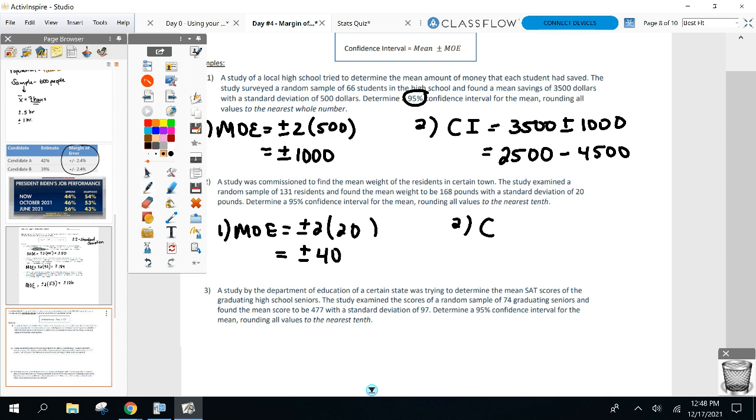So now my confidence interval. My mean, which was 168, plus or minus 40. So we're going to be 95% confident that a person in this town weighs between 128 to 208. Could somebody fall outside that range? Yeah, and we'll talk about that on Monday, the unusuals, when it falls outside.